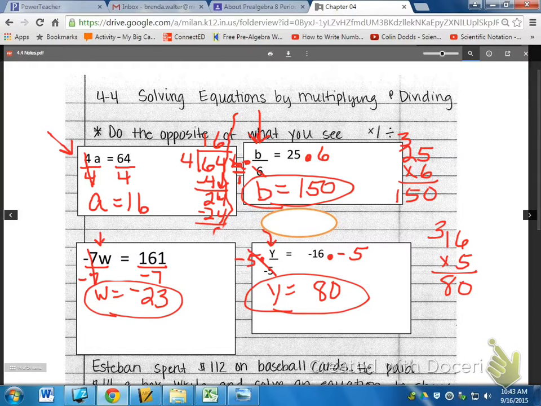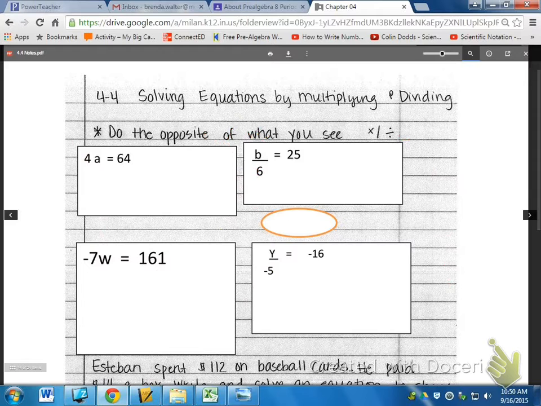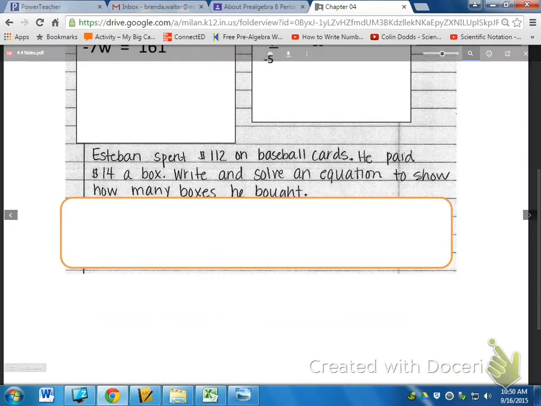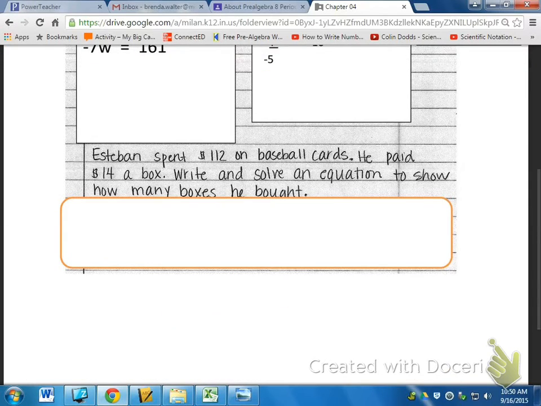All right, we've got to do one more. There's a word problem towards the bottom, and it talks about Esteban. Not sure where that name came from, but Esteban. Anybody still writing the red? Okay, so we'll scroll down. This is one last word problem. Esteban spent $112 on baseball cards. He paid $14 a box. Write and solve an equation to show how many boxes he bought.